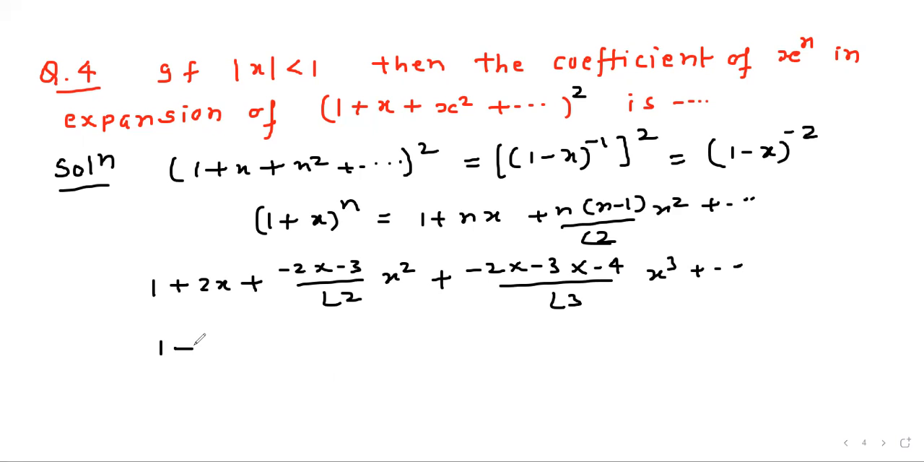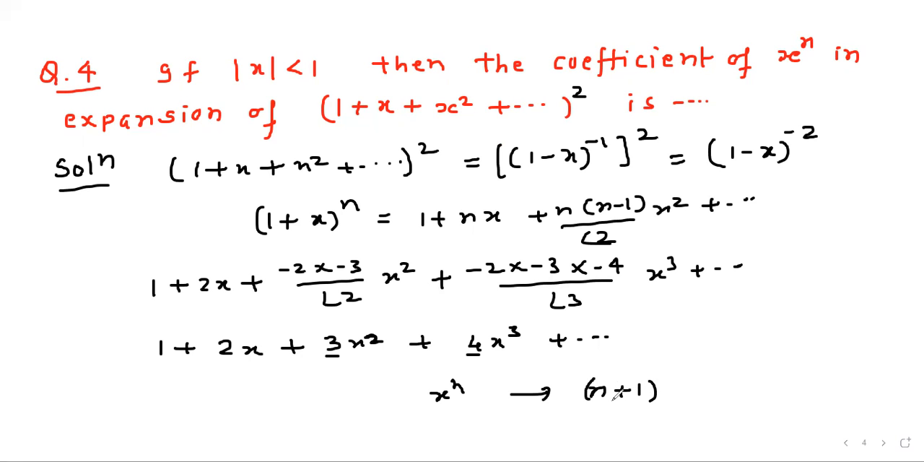So what do we get? We get 1 plus 2x plus 3x square plus 4x cube and so on. So the coefficient of x power n will be, if you observe carefully, here there is x square, then the coefficient is 3, here this is x cube, then the coefficient is 4. It means the coefficient of x power n will be n plus 1. So that is our answer.